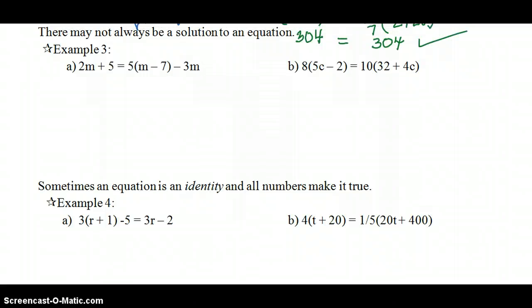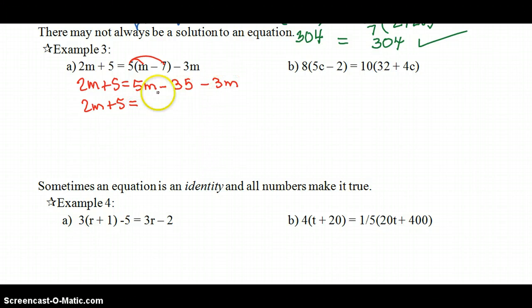All right, there may not always be a solution to an equation. What? That's right. Let's see what happens to this one. First thing I'm going to do is get rid of my parentheses, distribute my 5 times m minus 35, and then there's minus 3m still out there. Let's combine like terms on one side of our equation. So 5m minus 3m leaves us with 2m minus 35. And if I look right here, 2m plus 5 can never equal 2m minus 35.